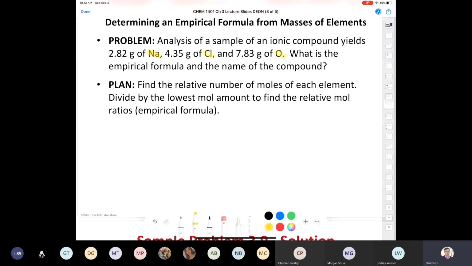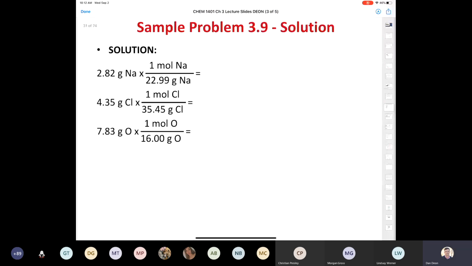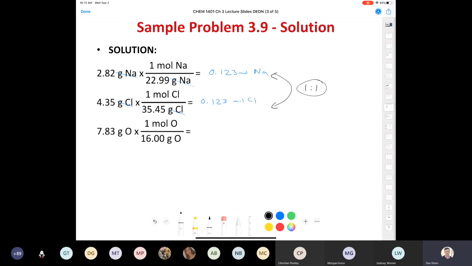Now that's a lot of scribbling during lecture time, and so I've gone ahead and I've started the problem for us. Right here, I've taken each one of these elements and I've multiplied them by the same conversion factor, the molar mass of the element. So grams of sodium cancel out, and I end up with 0.123 moles of sodium. Grams of chlorine cancel out. Again, I got this from the periodic table, and I end up with 0.123 moles of chlorine. Hey, right away, you can see that the ratio of sodium to chlorine is going to have to be 1 to 1. It might be 2 to 2, it might be 3 to 3, but it's always going to boil down to 1 to 1.